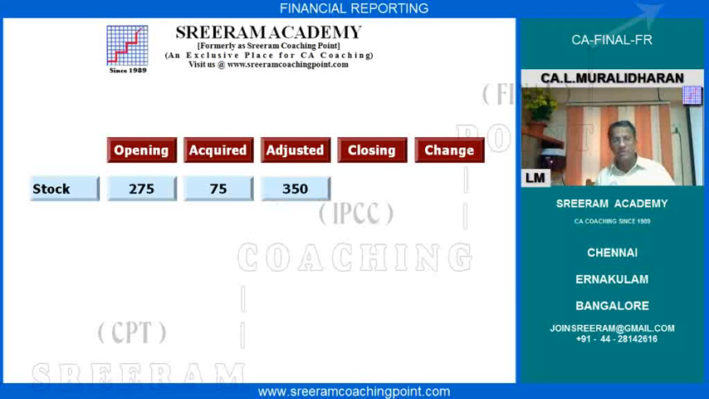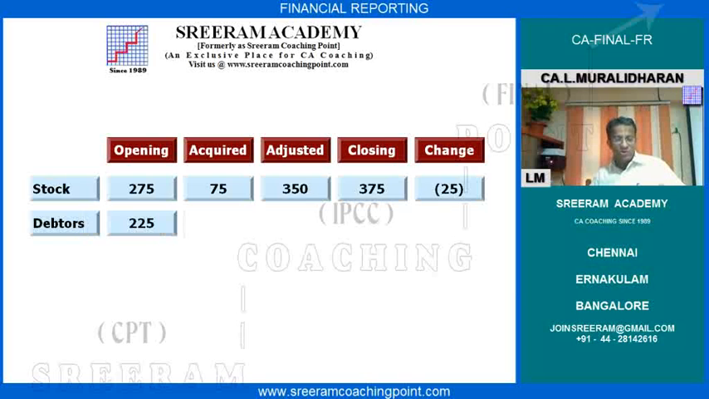So 275 plus 75 is 350, closing stock is 375. That means you can consider that 25 rupees increase is an outflow, therefore it is shown with a negative sign, which is an outflow of cash. 375 minus 350 is 25. Then 225 and 100. This 75 and 100 are the acquisitions from the subsidiary company as existing on 1/9/2010, that is, on the date of acquisition.